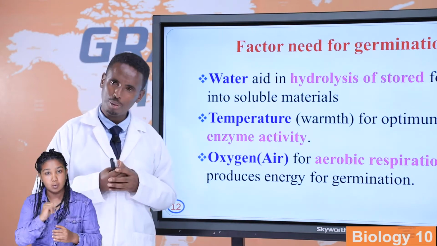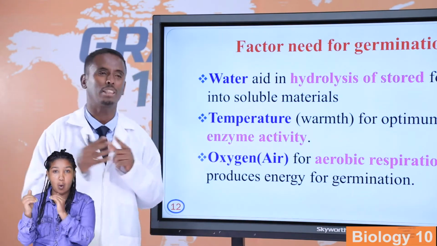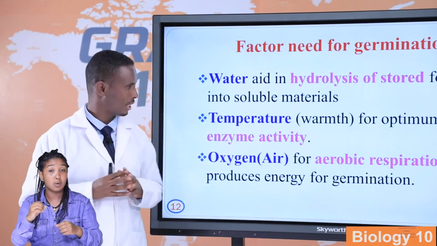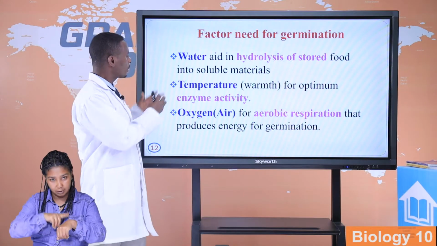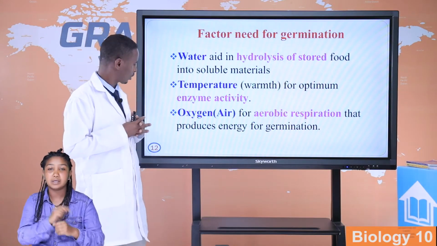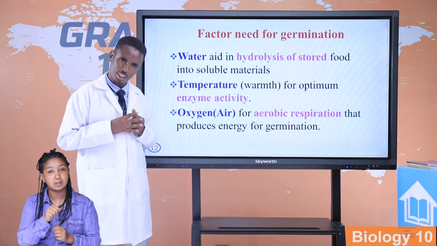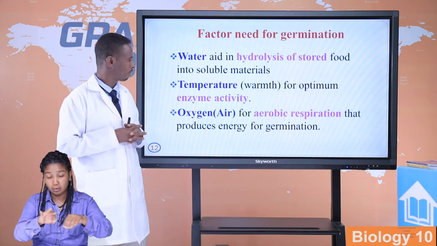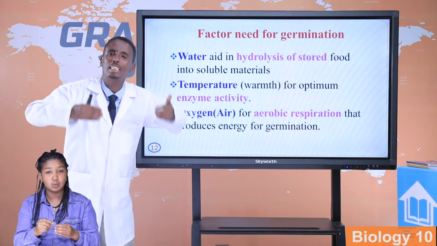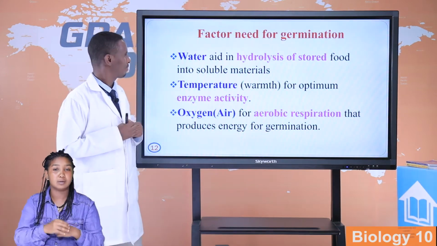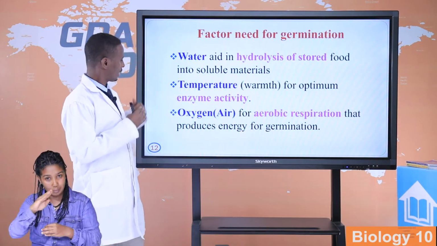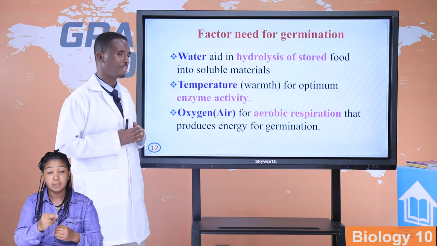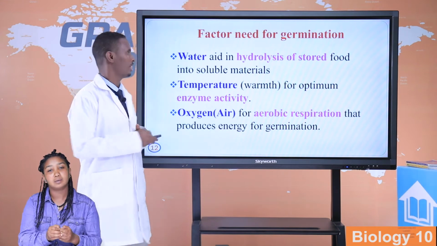The other one is temperature, for optimum enzyme activity. As you know, enzymes work at optimum temperature. So for optimum enzyme activity, temperature is very important. The other is oxygen for seed germination. Oxygen is very important because it is needed to generate energy through aerobic respiration. Therefore, water, temperature, and oxygen are the important factors needed for germination.